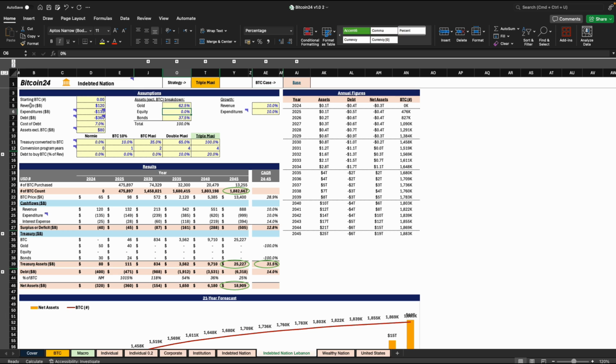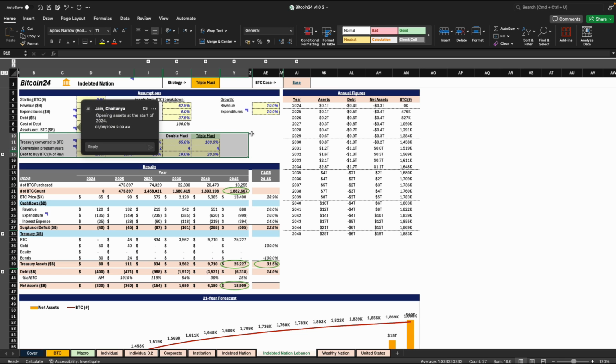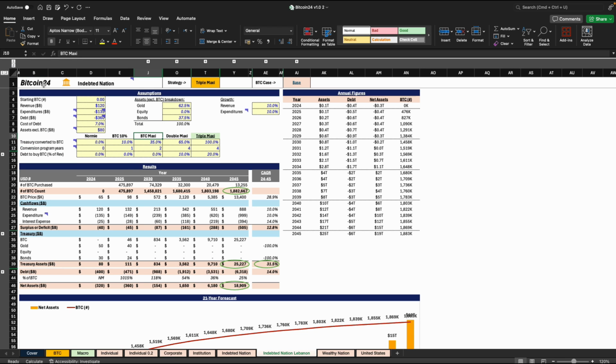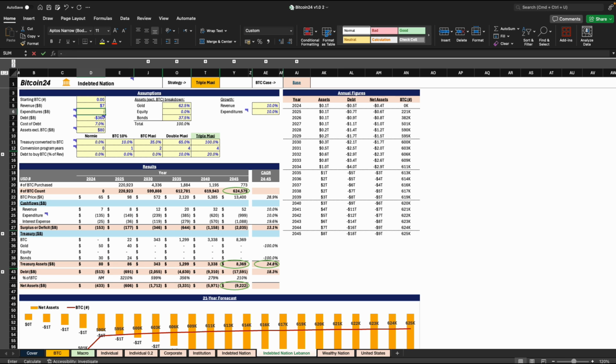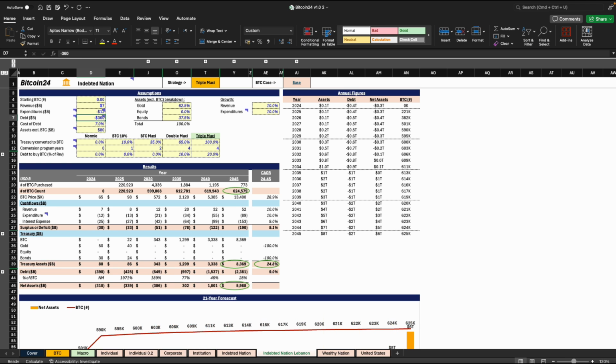So what does that mean? The assumptions here are a bit similar in terms of the same strategy. You can be a normie country, you can be a BTC 10% country, or a maxi or triple maxi or whatever. But the assumptions here can change. So let's say a country like Lebanon wants to take the triple maxi strategy, and it starts at 0 coins, right? As far as I know, the Lebanese government doesn't have any Bitcoin. It has around, let's say, 7 billion in revenue per year and 12 billion in expenditures and 100 billion in debt.